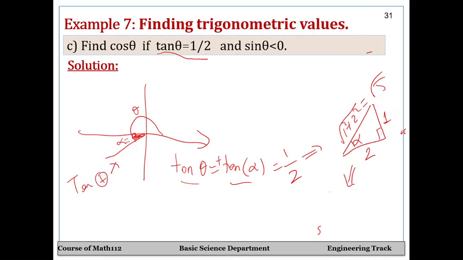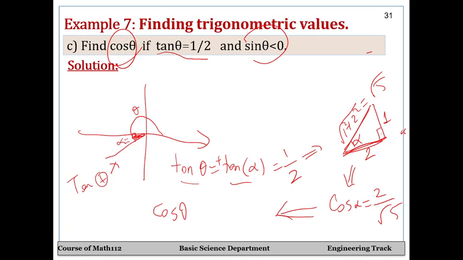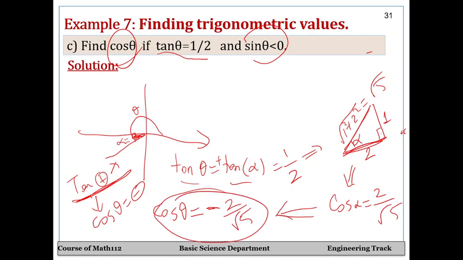Now, what is tangent alpha? Sorry, what is asked? Oh, sorry, cosine theta is asked. So you get back to cosine alpha, which is 2 over square root 5. Now you go back to cosine theta. Cosine theta is here in the third quadrant. Cosine theta is negative. So you say it has to be negative 2 over square root 5. So this is the answer.